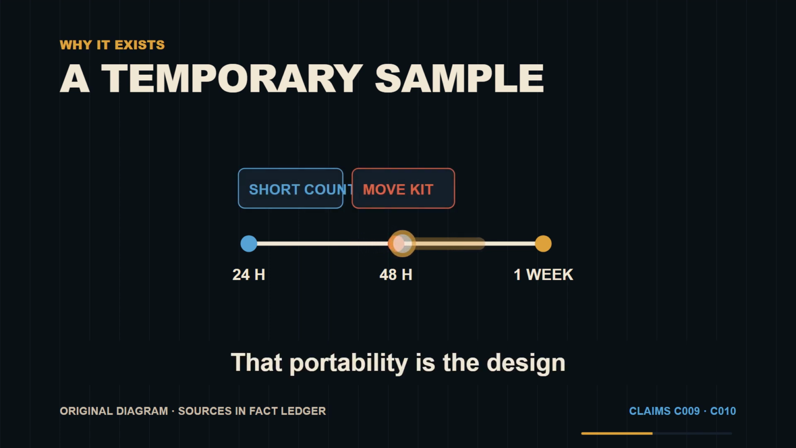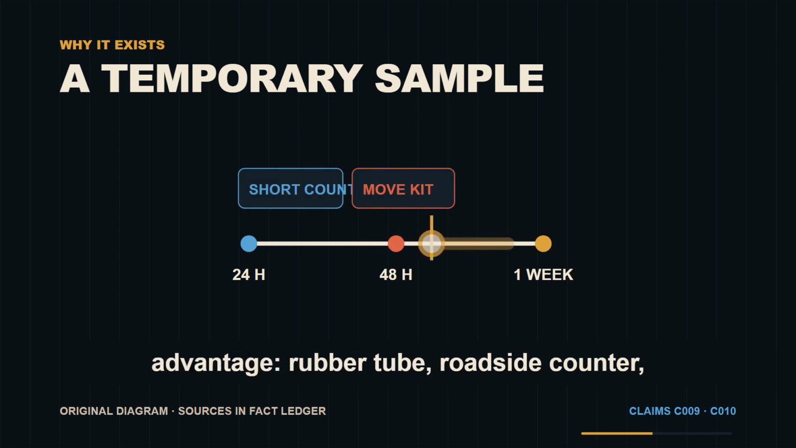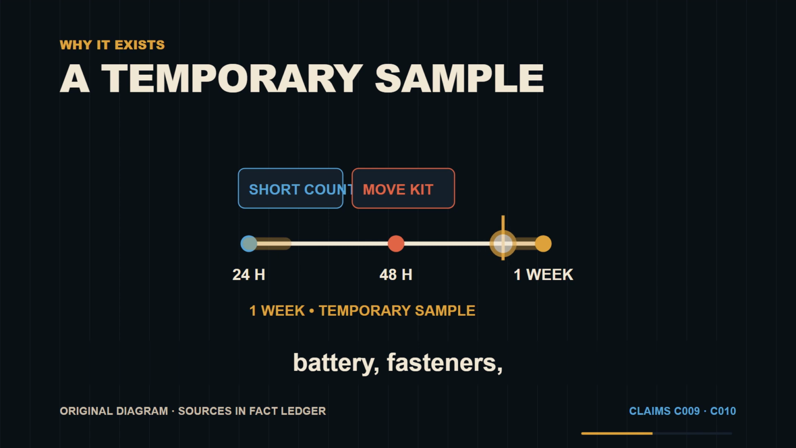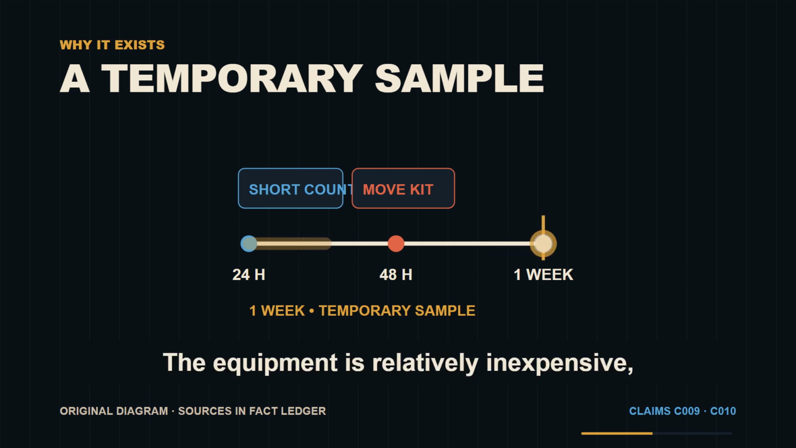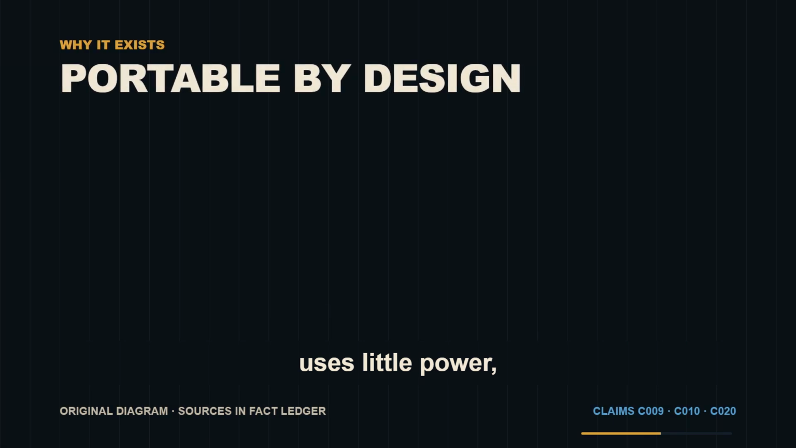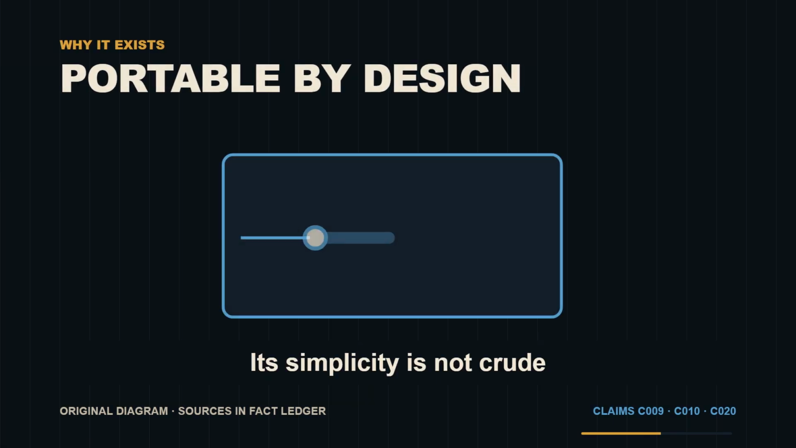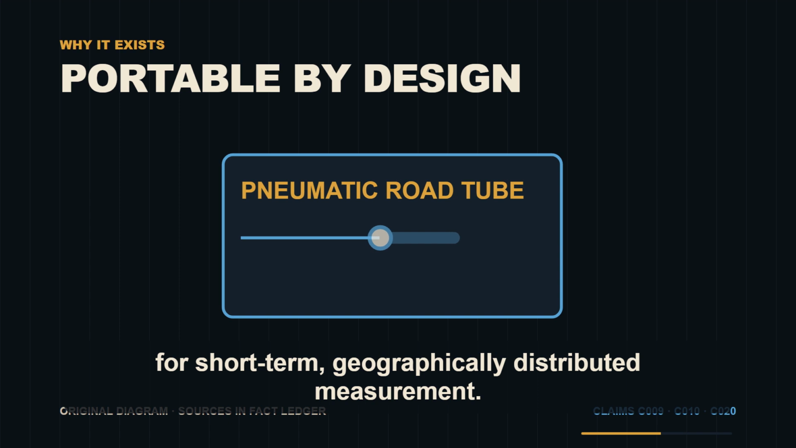That portability is the design advantage. Rubber tube, roadside counter, battery, fasteners, and no deep excavation. The equipment is relatively inexpensive, uses little power, and can be retrieved for the next survey. Its simplicity is not crude engineering. It is a deliberate match for short-term, geographically distributed measurement.